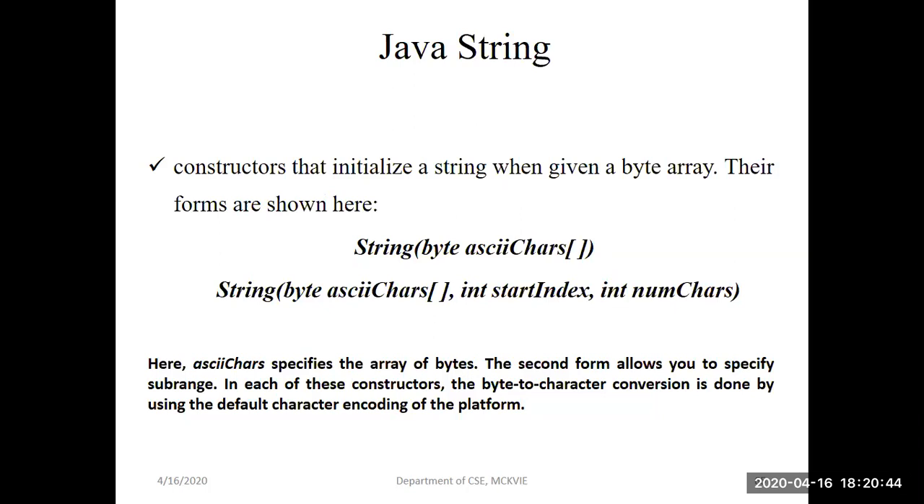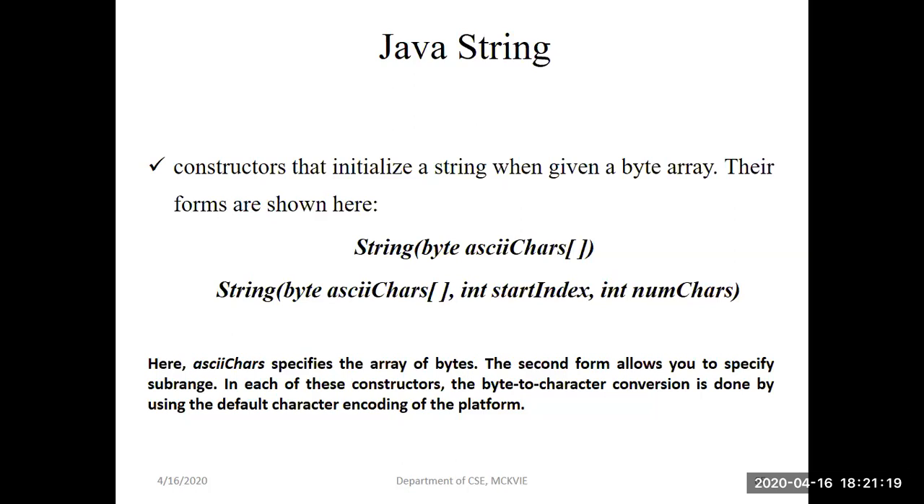What is the corresponding character of ASCII value 65? It is capital A. 66 is capital B, 67 is capital C, and 68 is capital D. So if you pass a byte array consisting of the elements 65, 66, 67, 68, the string will be created with the corresponding character values of those ASCII codes. So a byte array can also be passed as a parameter to the string constructor.